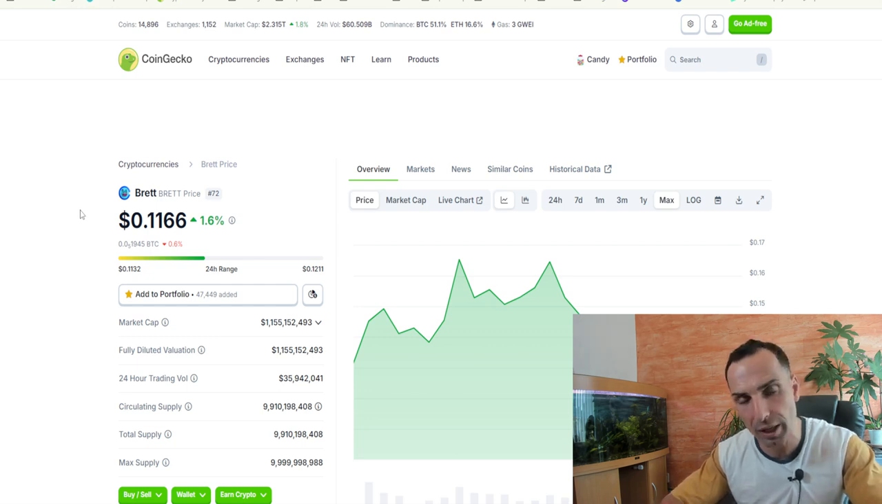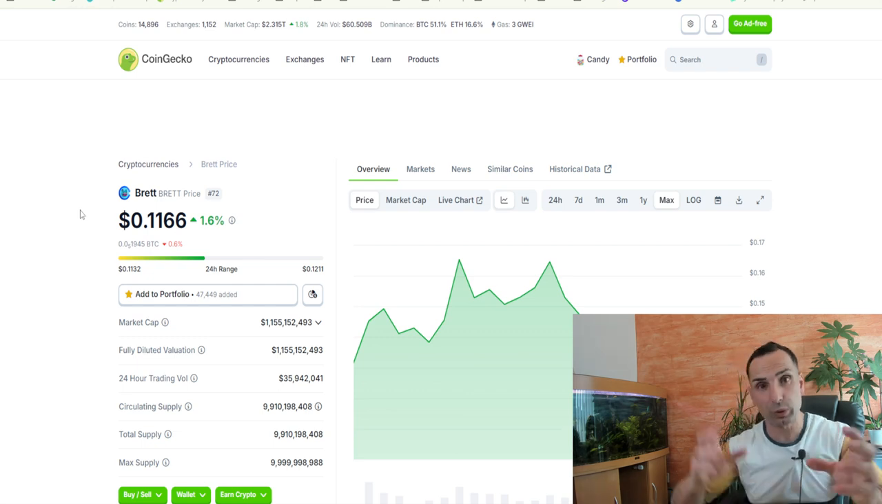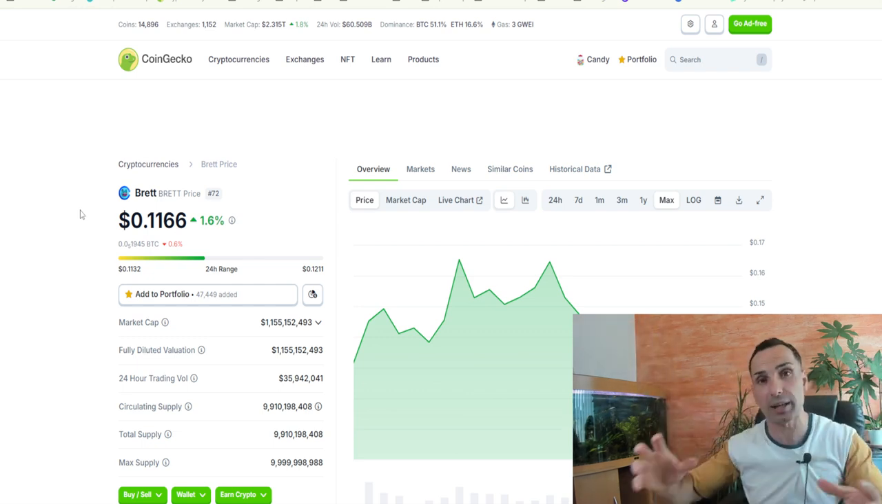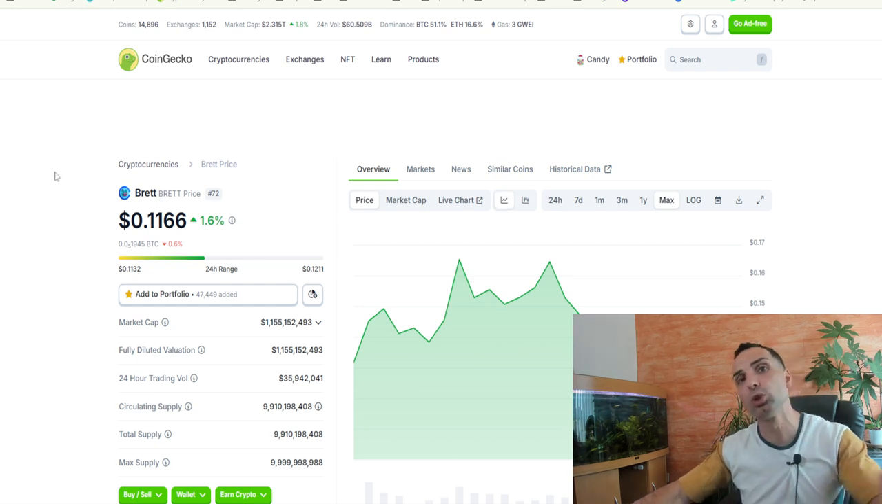This is cash flow. Okay, so you need to understand that when one token goes up and down, it's converted to the other one. So make sure you understand, you need to learn all of that.